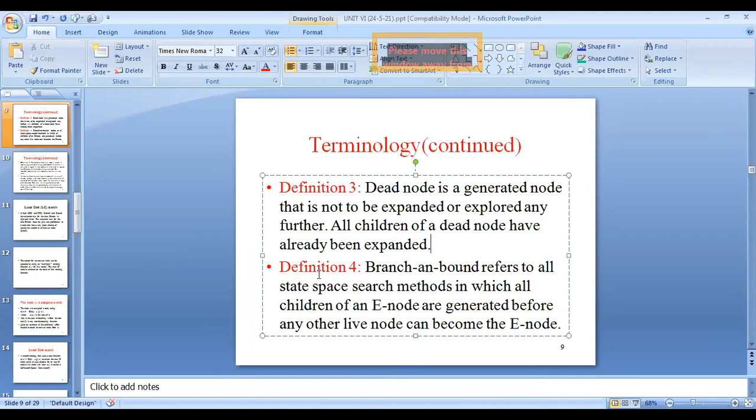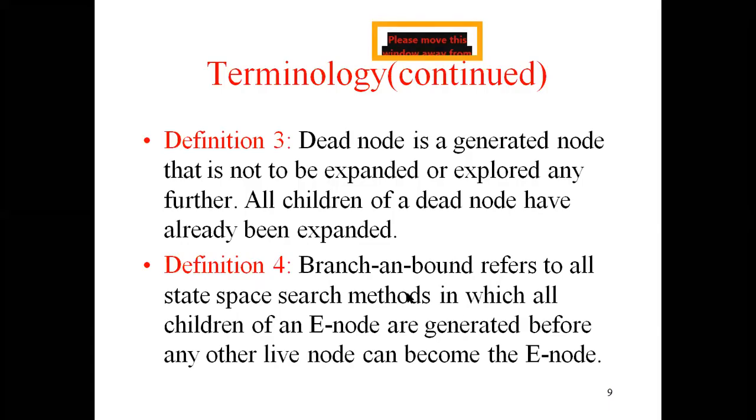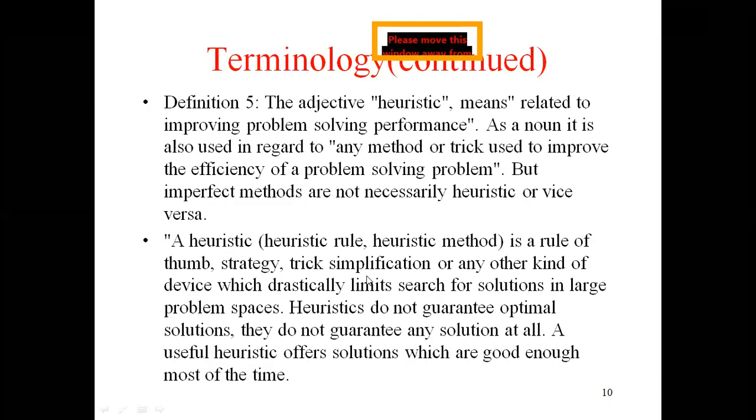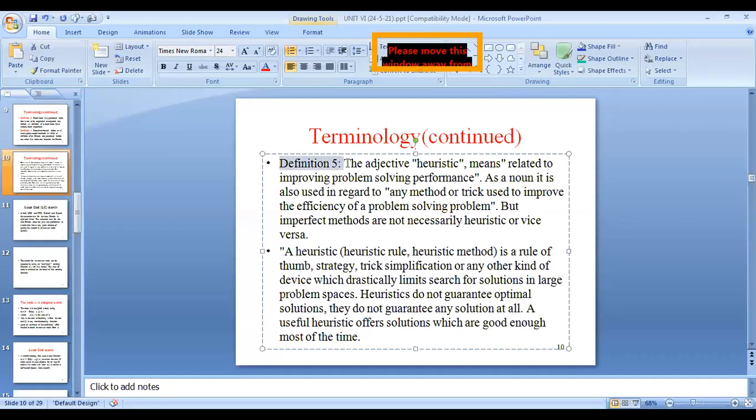Okay, next, branch and bound refers to all state space search methods in which all children of an E node are generated before any other live node can become the E node. Now see definition 5.